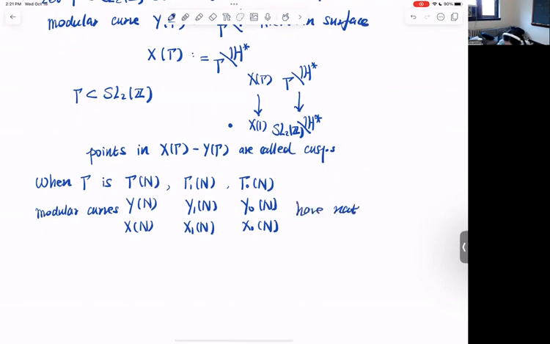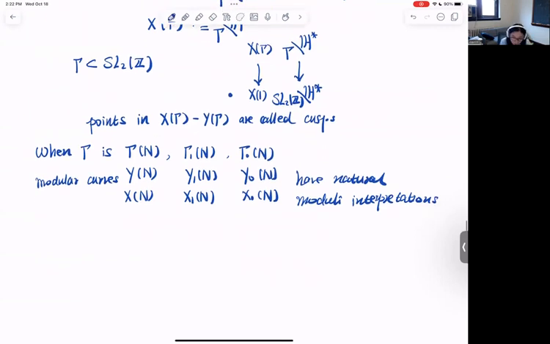These modular curves have natural interpretations. Think about X or Y, think about Y1, for example. So let's think about Y1. Every complex point, if I take P, a complex point in Y1, it naturally corresponds to an elliptic curve.